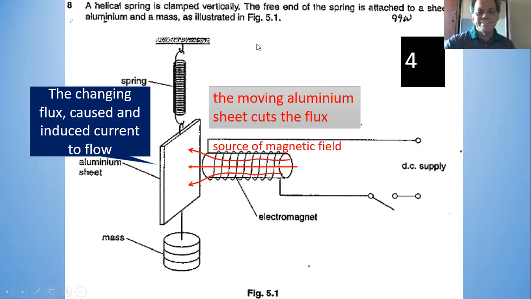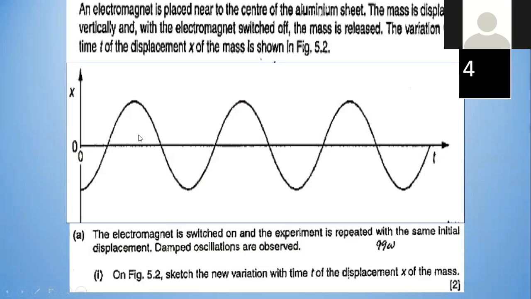So what is happening? They will take you through. First, the electromagnet is switched off, and then you displace this mass, pull it down, and that's the graph you get. That's the graph you get: how the displacement changes with time.